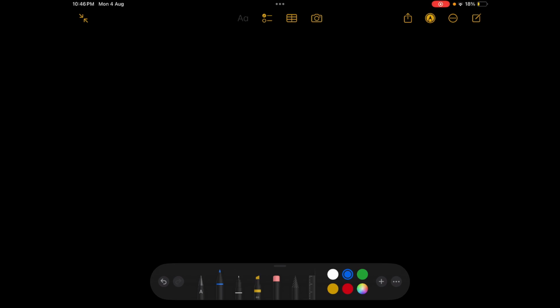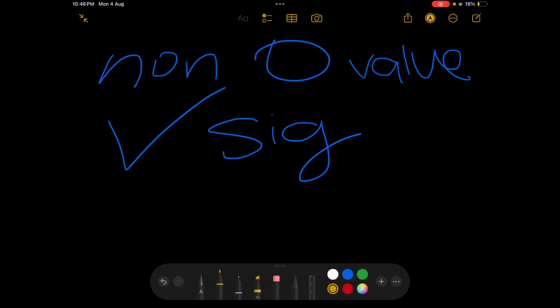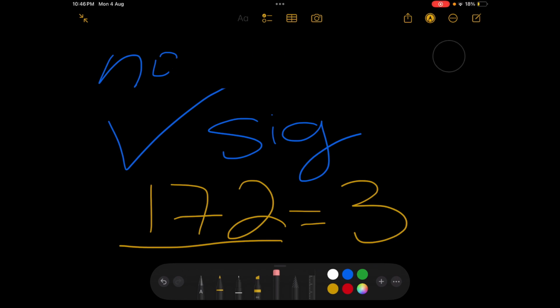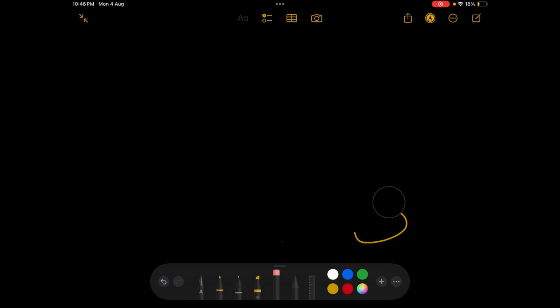So the first rule is that every non-zero value is significant. So for example, if we have 1, 7, 2, none of these are zeros, which means they are all significant. Therefore, we have 3 significant figures. That one's nice and simple. That's probably the easiest part about significant figures, is always when you have a non-zero value, it will be significant no matter what.